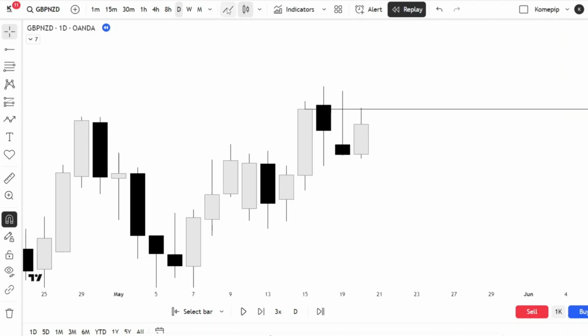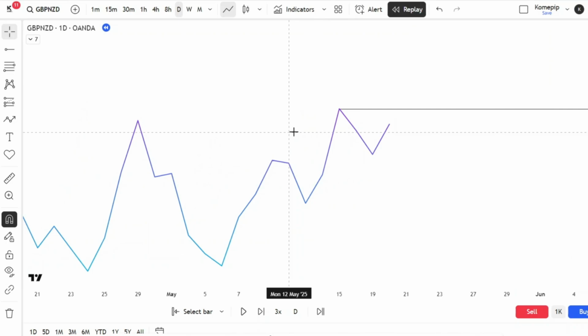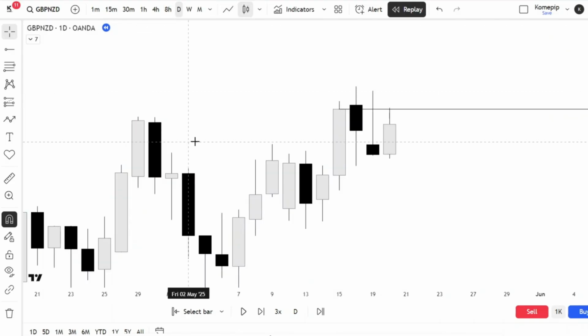If we go to the line chart, for example, you will see that the gap did not show on the line chart. So this is a tweak you can use, especially if you are a beginner. You can use the line chart to mark out your key levels. Of course, let's go back in.